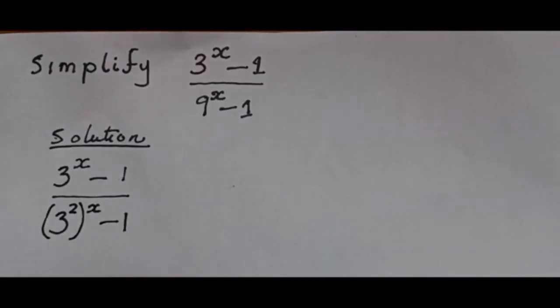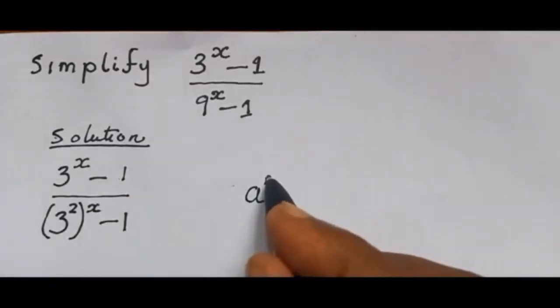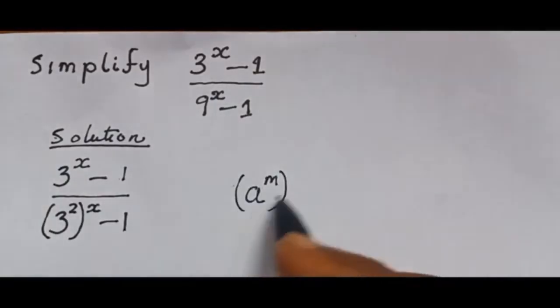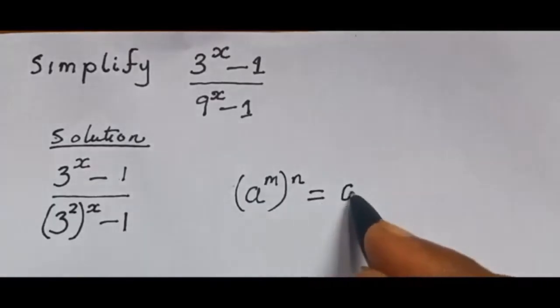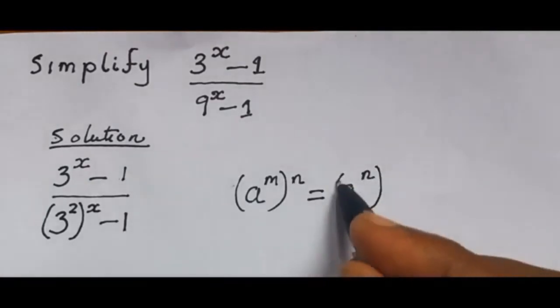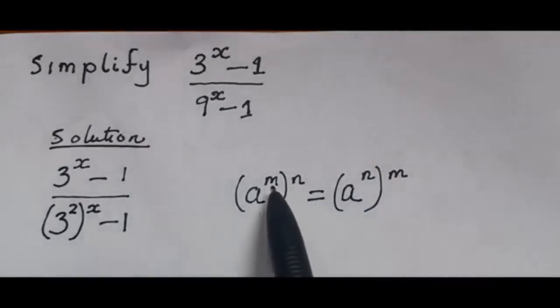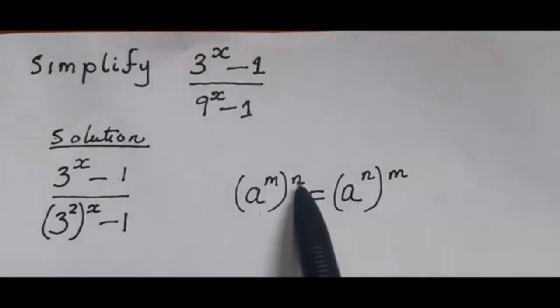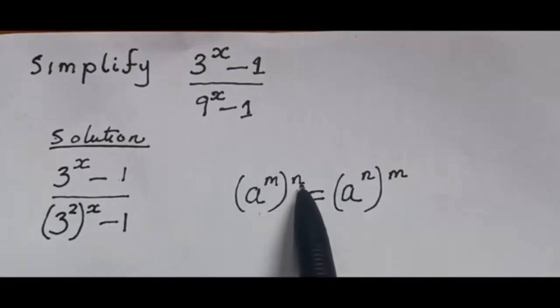Okay, applying the rules of exponents, which is a raised to power m in the bracket raised to power n. This is the same as to write a raised to power n in the bracket raised to power m. As you can see here, we are just interchanging the exponents. The one which is inside goes outside, the one which is outside goes inside.